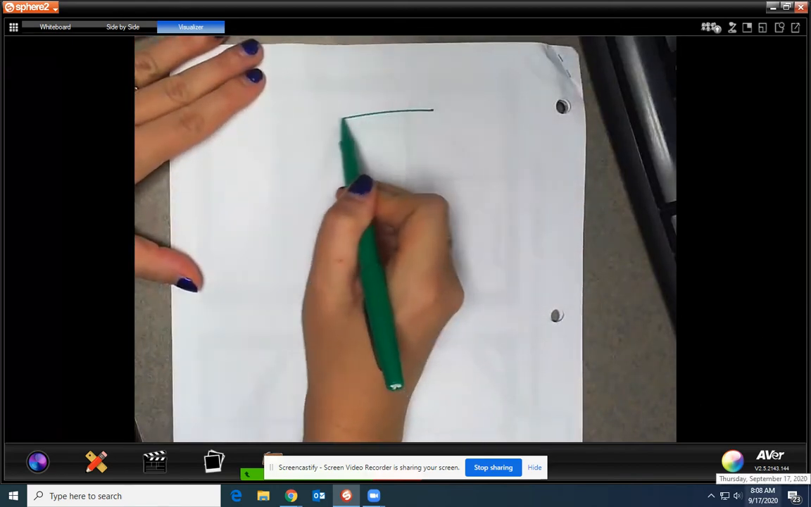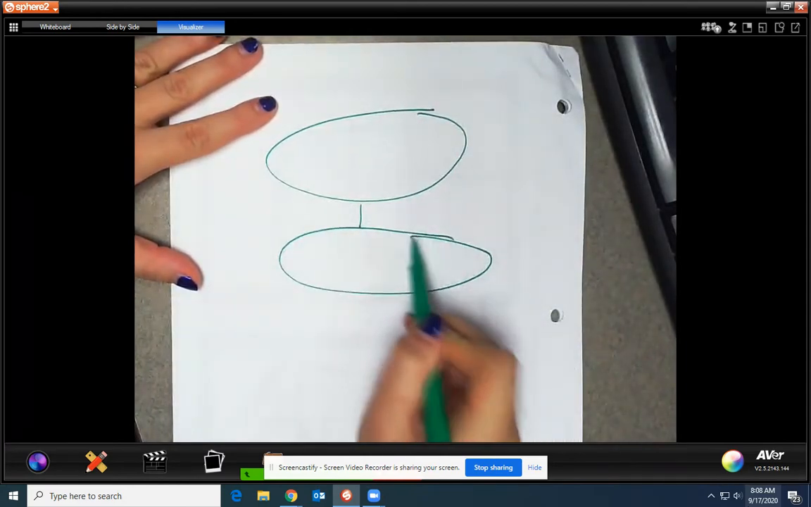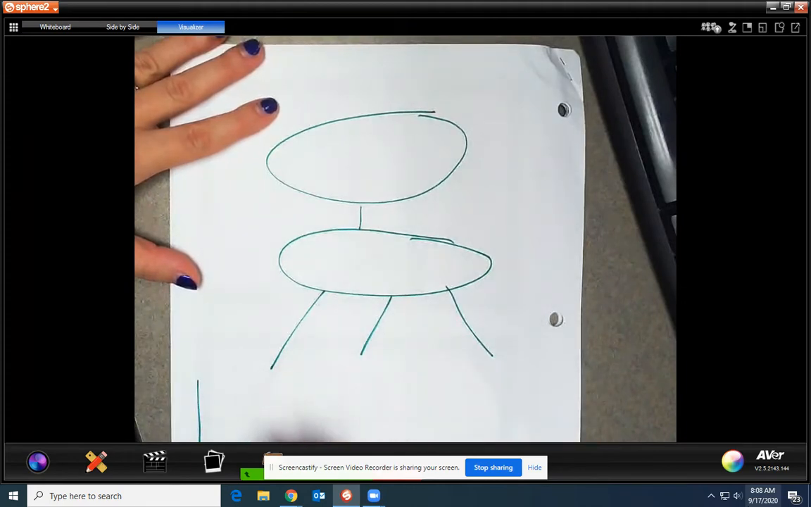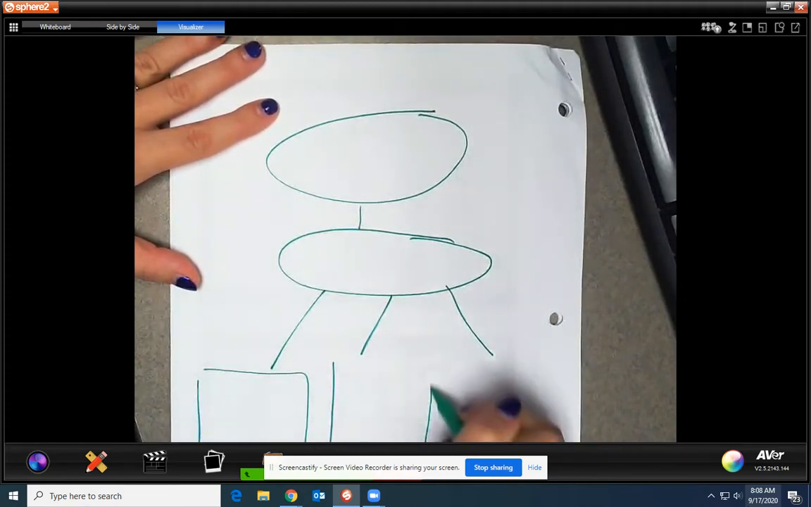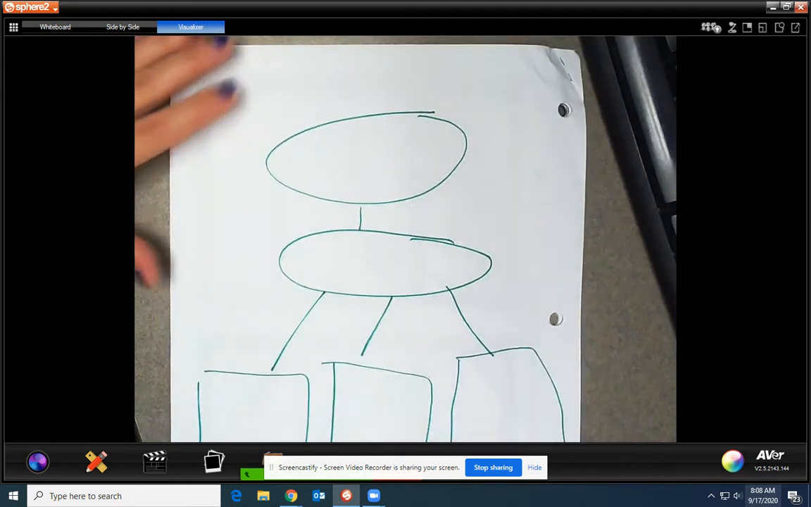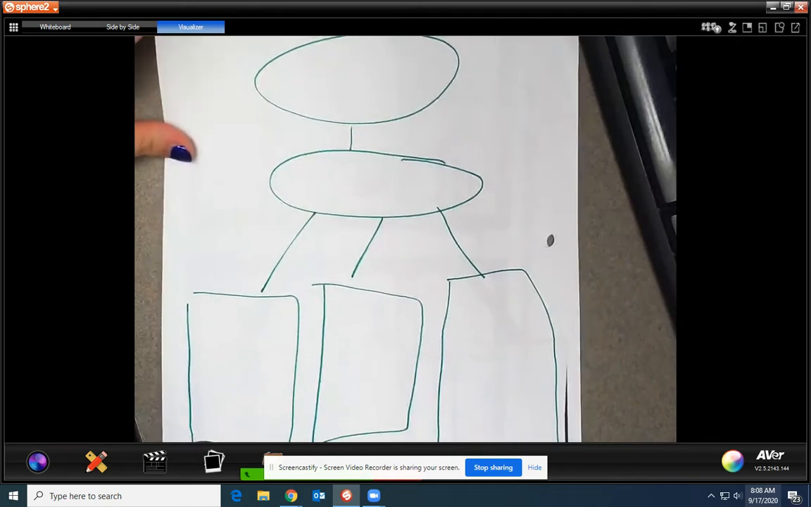Okay, so you can easily just go like this. You're going to need to draw two ovals, and then you're going to have, and I would use your whole piece of paper so it's easier, three boxes. You're going to draw something just like that. Okay, I'm going to go back to just the prettier copy because that's what I'm going to do.